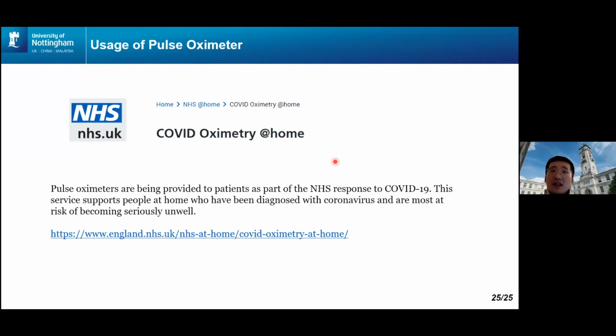Or we can have some fun with our own pulse oximeter and try to measure our own SpO2 value.